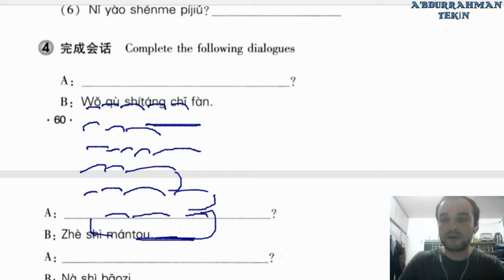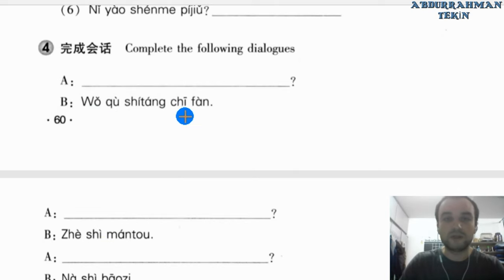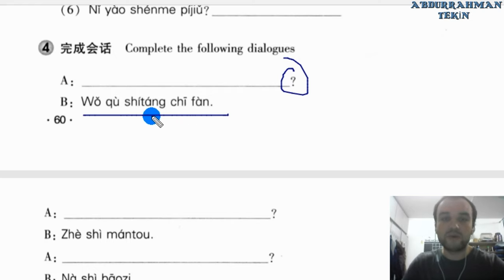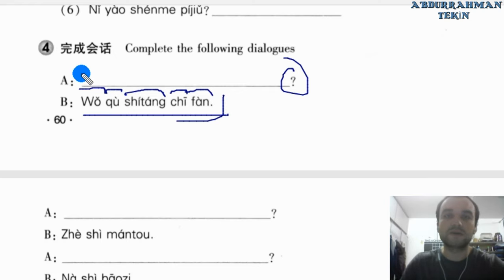And here we have a dialogue and we need to complete this dialogue. A asks a question and B's answer is 我去食堂吃饭. 我 means I, go, dining hall, eat, have a meal. 我去食堂吃饭. So we should ask where do you go to have a meal, right? 你去哪儿吃饭? 你去哪儿, where, 吃饭, where do you go to have a meal?